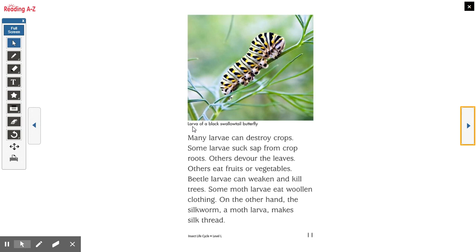Many larvae can destroy crops. Some larvae suck sap from crop roots. Others devour the leaves. Others eat fruits or vegetables. Beetle larvae can weaken and kill trees. Some moth larvae eat woolen clothing. On the other hand, the silkworm, a moth larva, makes silk thread.